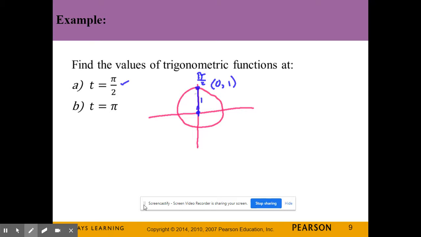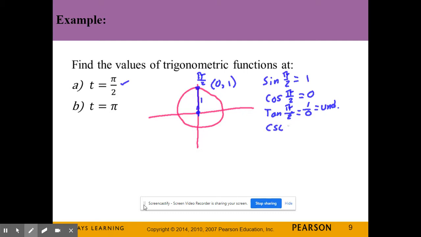Well, let's find all the trigonometric values there. Sine of pi over 2 is just the y value there, right? So it's 1. Cosine of pi over 2 is the x value. So in this case, it's 0. Let's do tangent. It's y over x. So it's 1 over 0. Cannot divide by 0, even in trigonometry, so it's undefined.